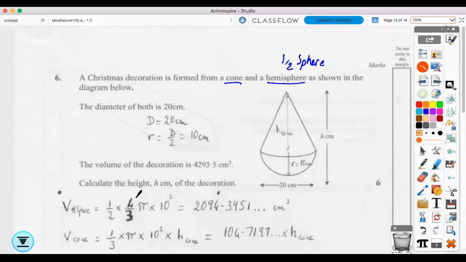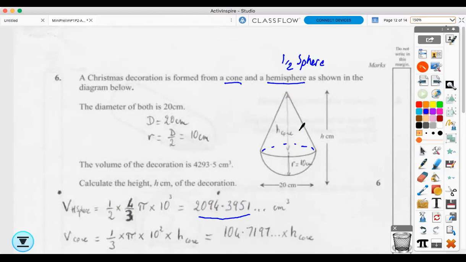Volume of a sphere is 4/3 pi r cubed. Half of a sphere is just half of 4/3 of pi r cubed. And that gives you 2094.39 centimeter cubed. So that was the volume of that hemisphere there. So if I had the paper with me, I would go like this. Then I know this is my hemisphere here at the bottom.